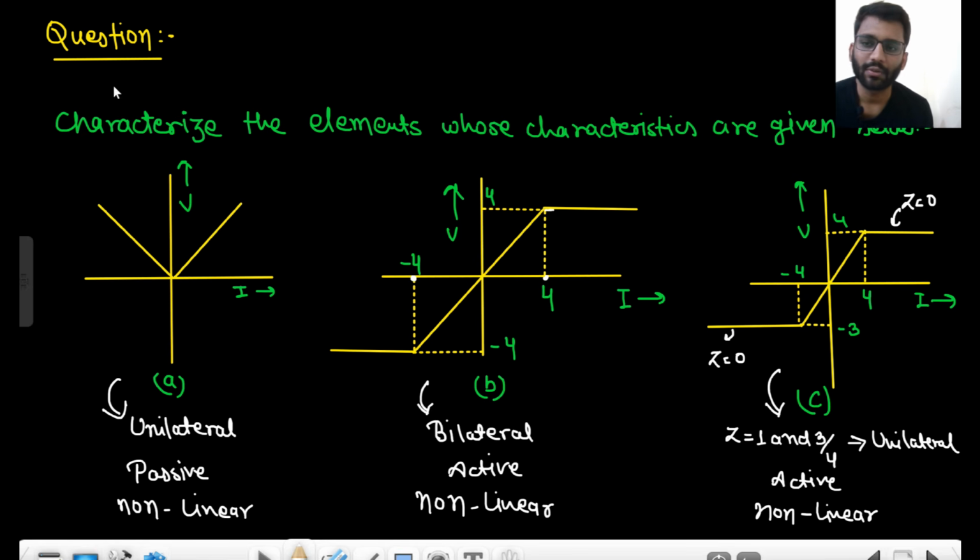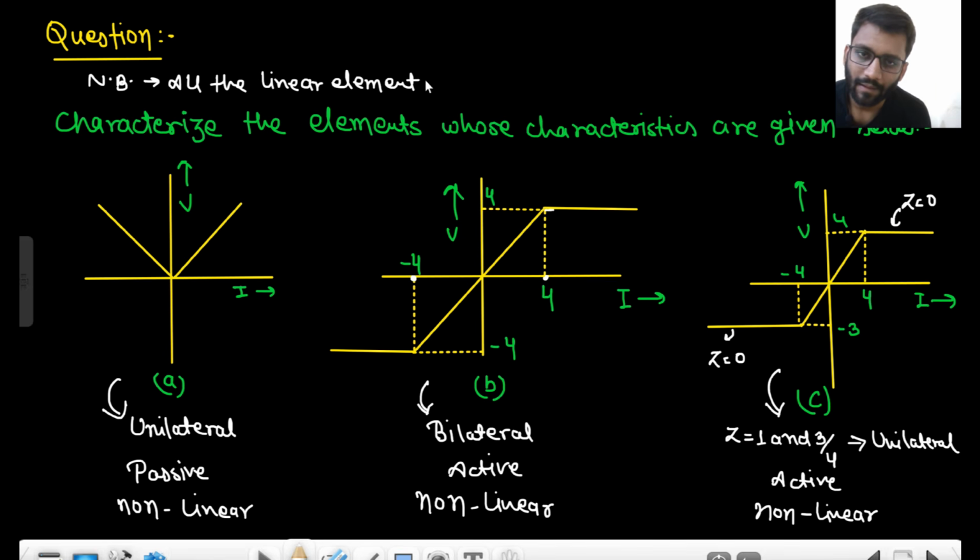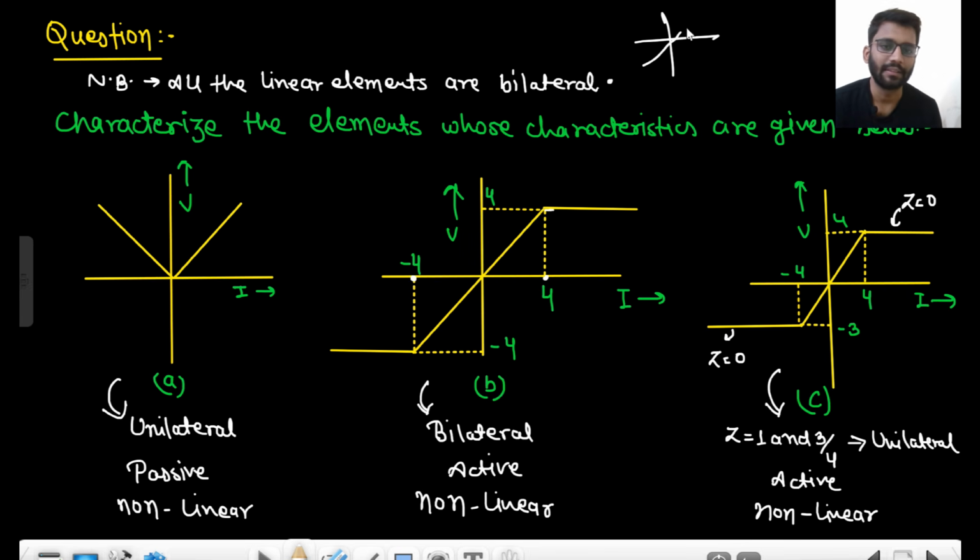There is one note you can also write down. Here I can write it down. All the linear elements are bilateral. Did you understand this point? All the linear elements are bilateral. What are the linear elements? Like this or like this. So are they symmetric about origin? Yeah, they are symmetric about origin.